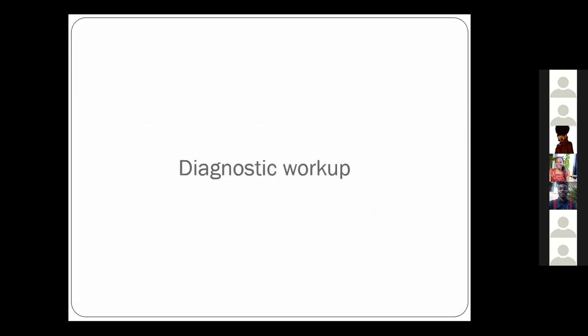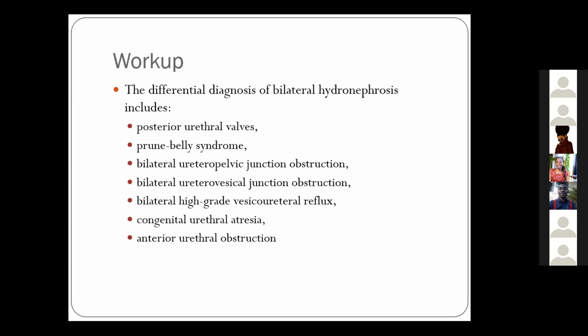So in the diagnostic workup, I think it is important to know, if you found bilateral hydronephrosis, what the differentials would be. And we have posterior urethral valves as one of them. You may have a bilateral uretero-pelvic junction obstruction, bilateral uretero-vesical junction obstruction, or bilateral high-grade vesico-ureteral reflux.